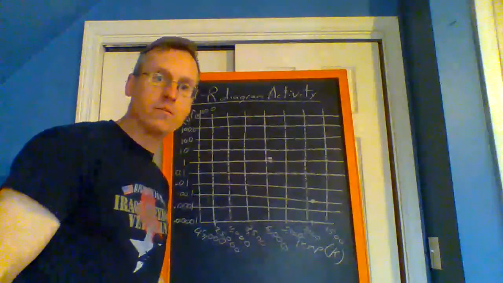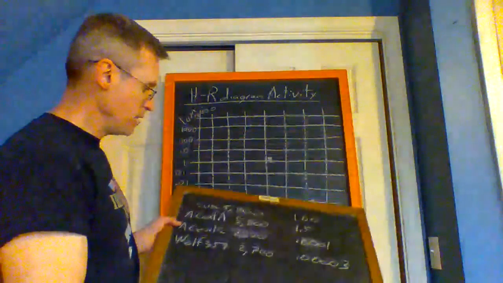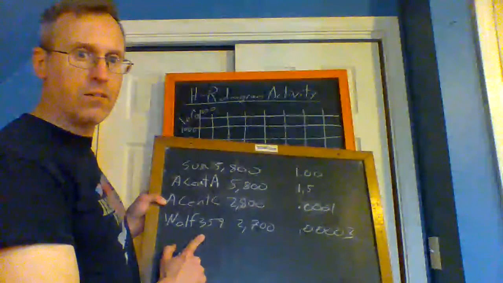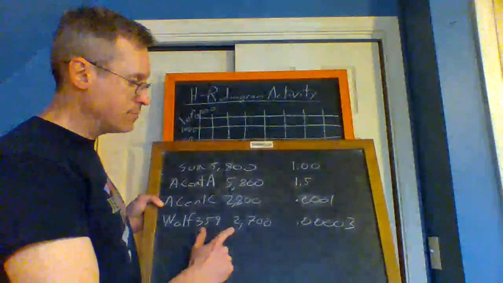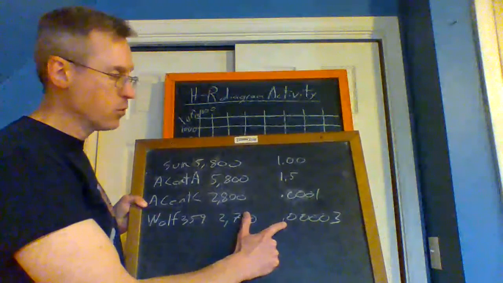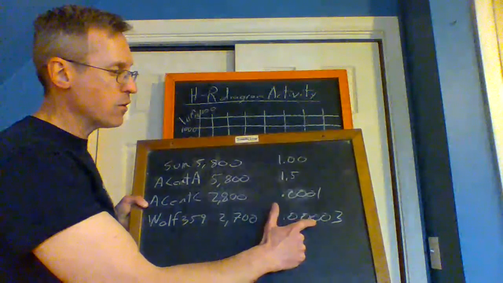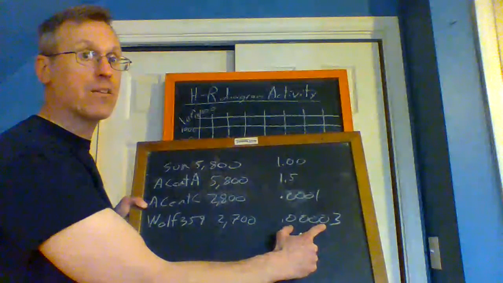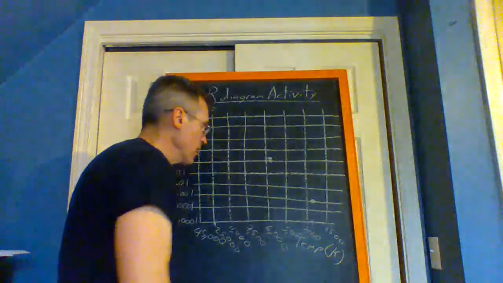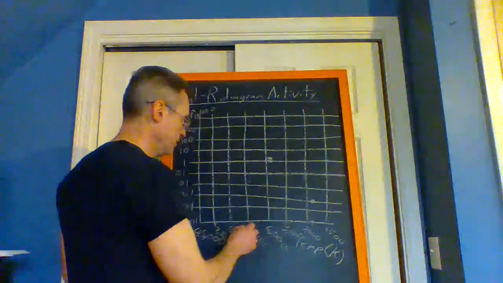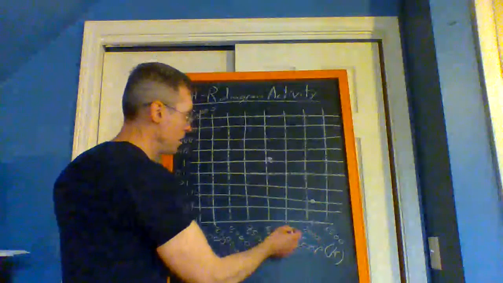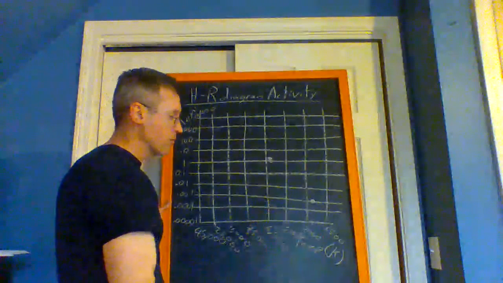I'm going to do one more for you. All right. So if you scroll down a little bit on that list, you'll see the star Wolf 359. All right. And its temperature is 2700. It's very dim. Its luminosity is, now watch, 0.00003, 4 zeros and a 3. Okay, so watch how I do this. So its temperature would be 2800, but its luminosity would be 0.00003, so 4 zeros and a 3.